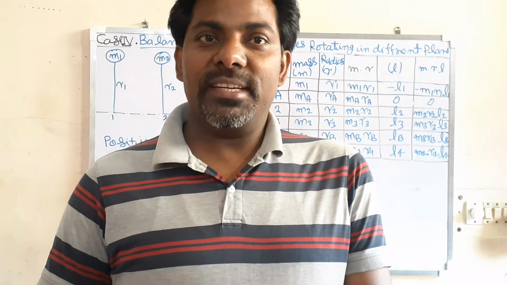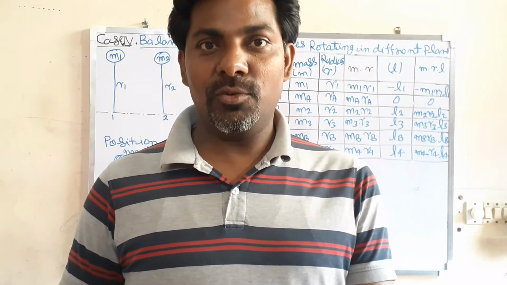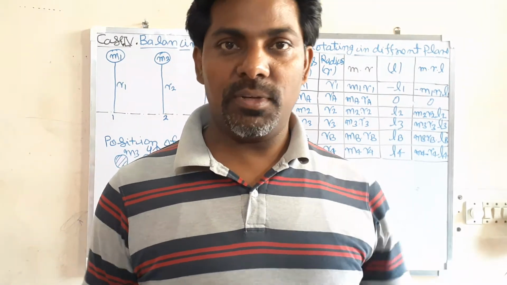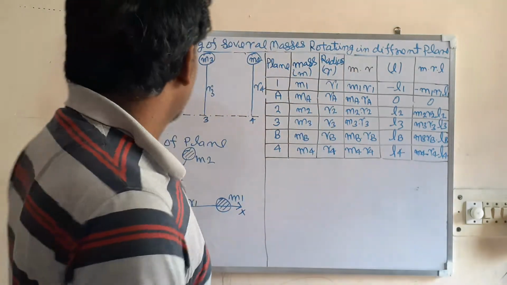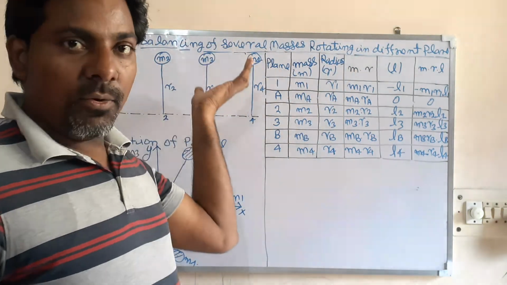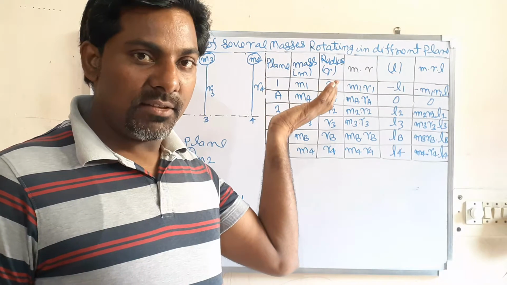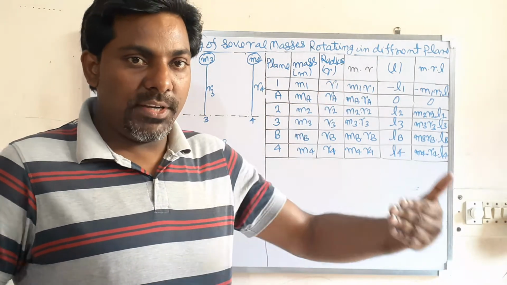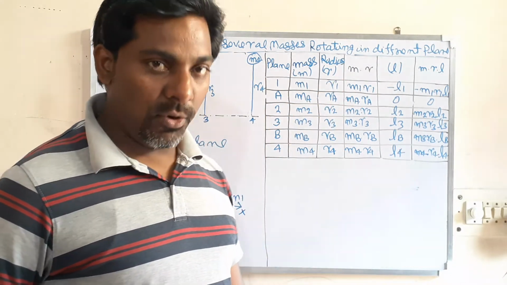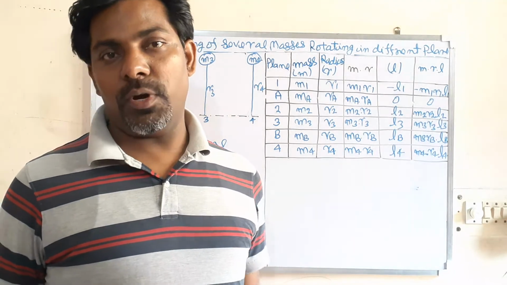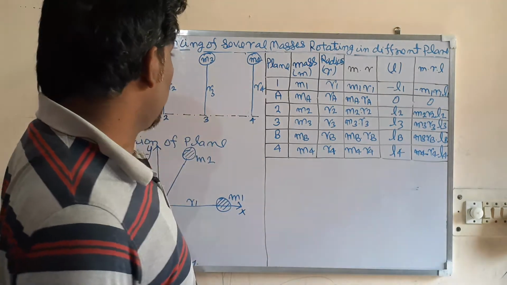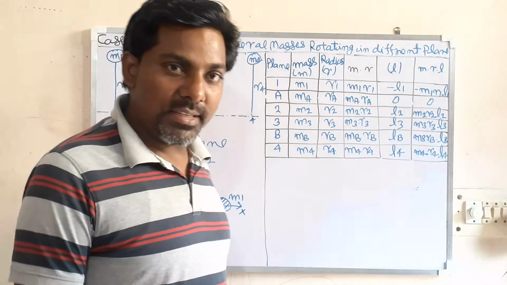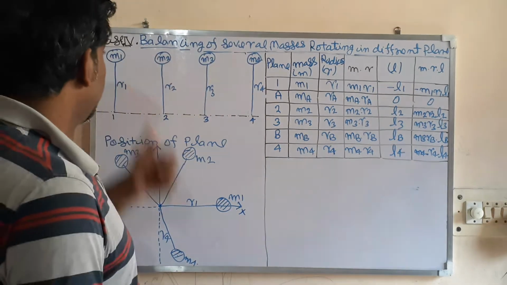So I have completed some part of balancing, and today I am going to complete the rest. I have seen there are four cases of rotary balancing. I have covered case 1, case 2, case 3 and case 4. And today I am going to cover case 4 of the balancing. So let us see what is case 4.